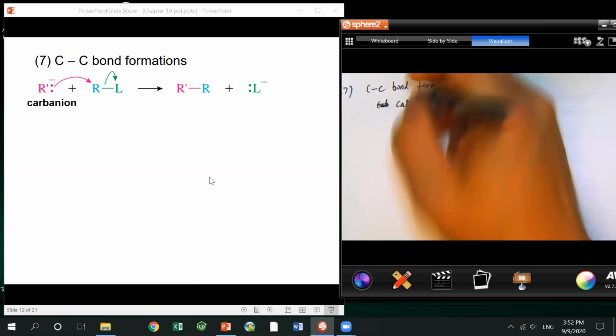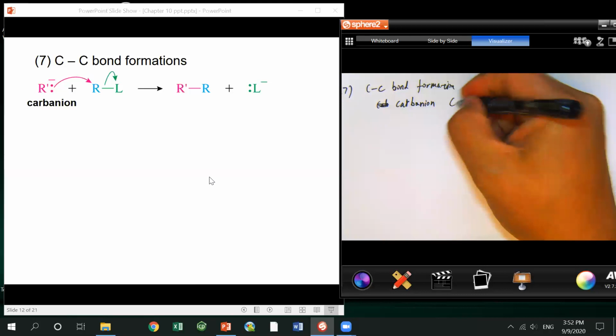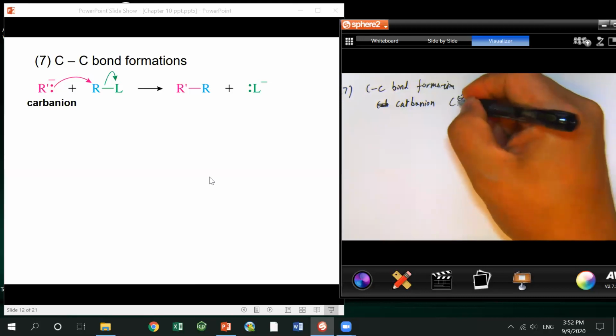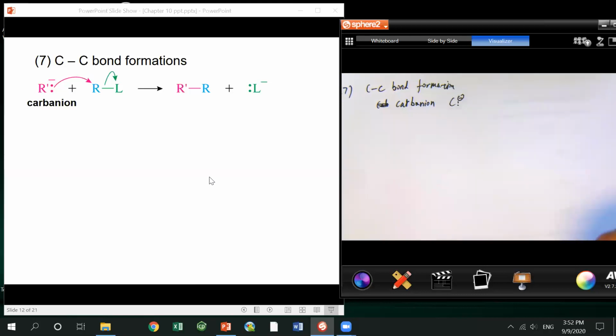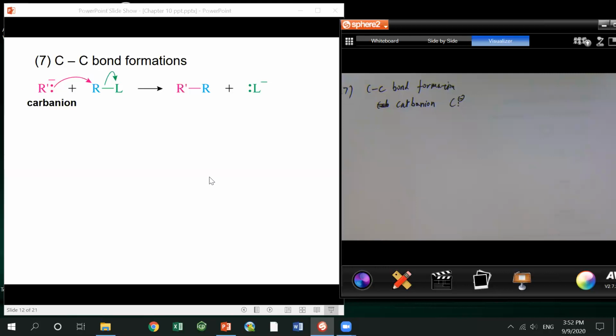Carbanion, okay. Pretty much just the C minus, and then you can do the substitution reaction. Let me see. It's already 51, so that means we'll probably stop here. We'll continue this chapter on Friday. Do you guys have any questions?